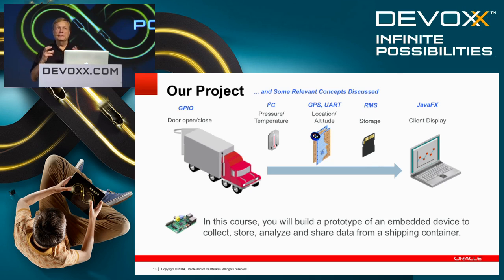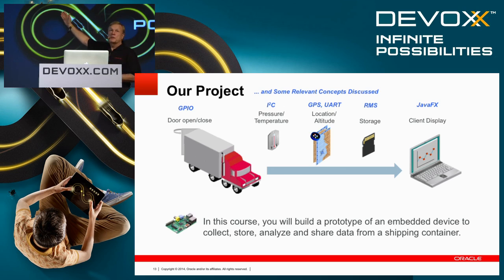client display, perhaps in this case written in JavaFX, and then establish a client-server session to the embedded device, our Raspberry Pi, and then display the data. So that's the case study that I'm going to take you through. In doing that, if you see the things in blue, we're going to talk about what GPIO is, which is general purpose I/O. We're going to talk about I2C, which is another communication protocol. We'll talk about GPS and UART. UART is another communication protocol.